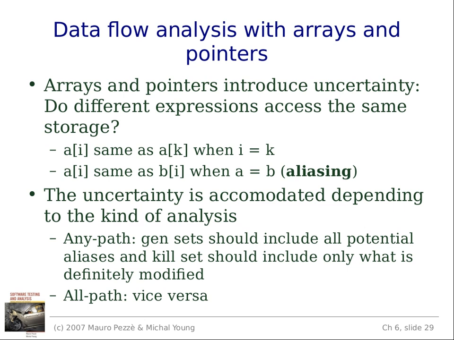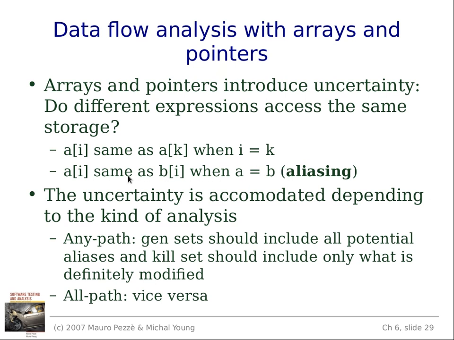What else can be done with this? Well, what other type of analysis? Arrays and pointers do produce uncertainty, with different expressions to access the same thing. How do you know that a sub i is the same as a of k? Well, if you knew that i was equal to k, you'd know that. But you need to do some data flow analysis to actually know if those two variables are the same.